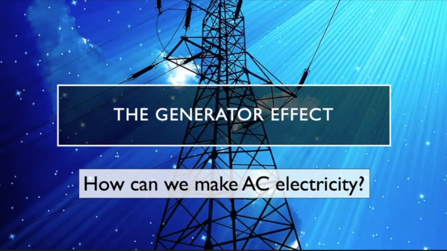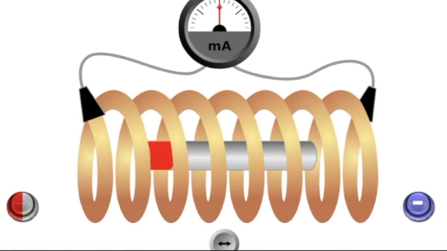Today we're going to be looking at how we can make electricity. We're going to be looking at the generator effect. We're going to answer this question: how can we make AC electricity? Okay, so we're going to look at how we can generate electricity then.